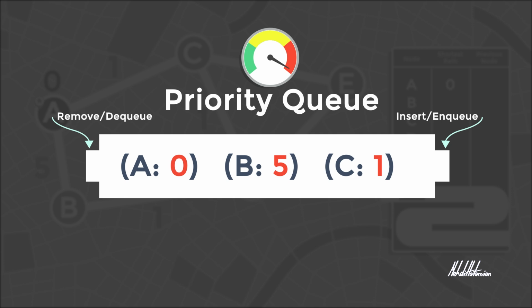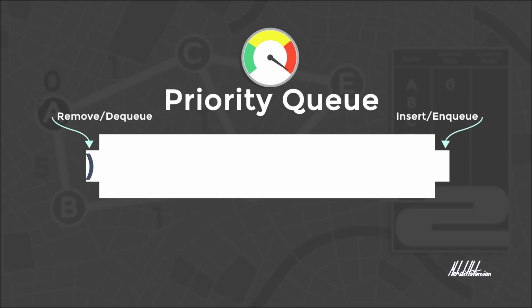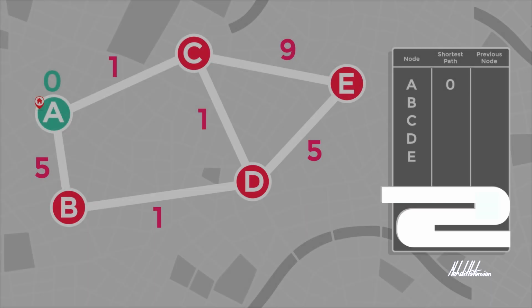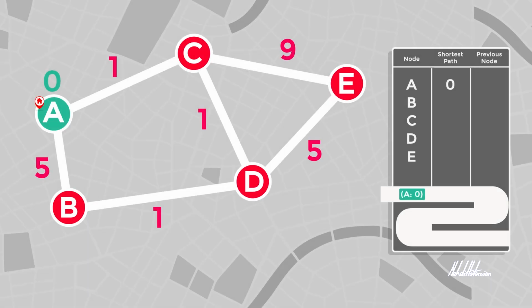In this example, A is processed first because its cost is 0. Then, between B and C, we process C because its cost is smaller than B's. This shows that in a priority queue, the element with the lowest cost is always handled first, regardless of when it was added. Let's continue with our example.